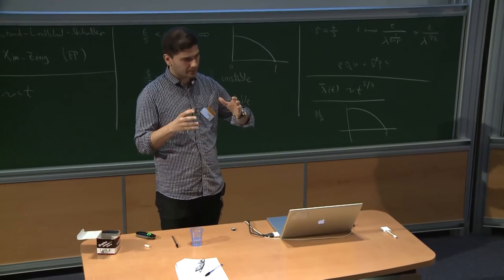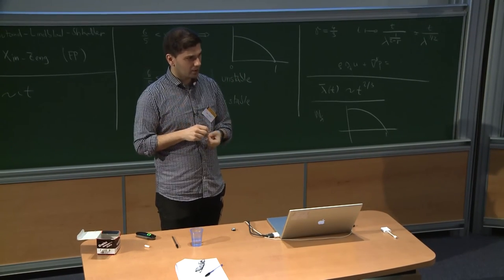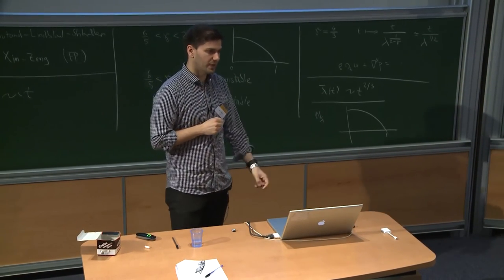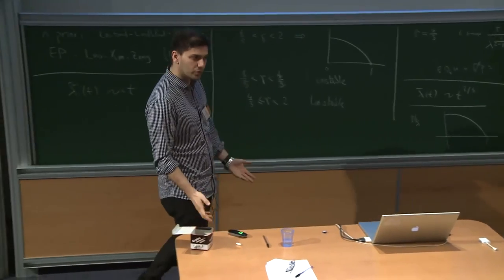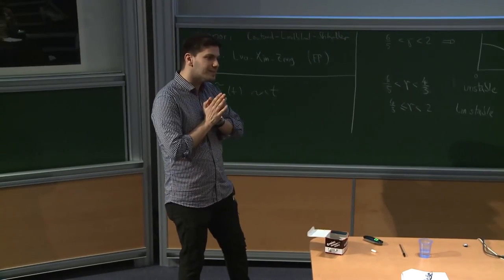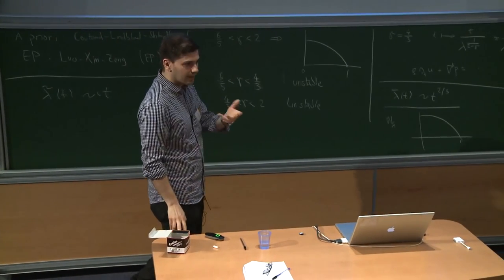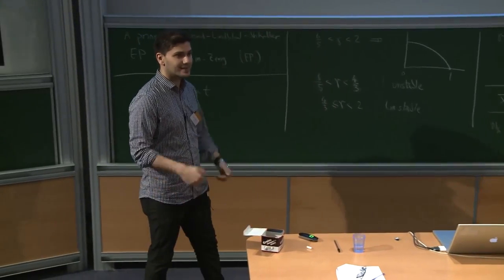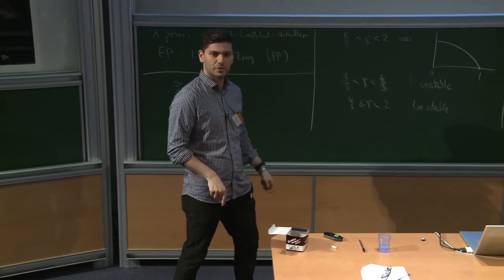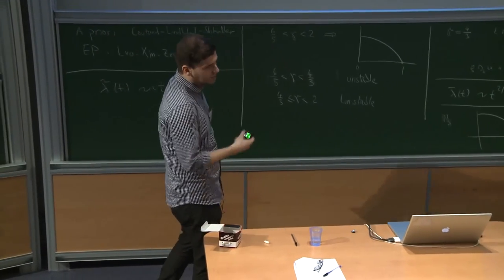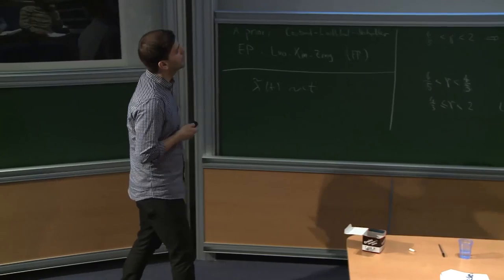If you go outside the homogeneity class, you generically form naked singularities. So you can draw various conclusions out of that. One conclusion that I like to draw out of that is that studying non-trivial equations of state is an important problem, and this is just the Newtonian version of the problem.